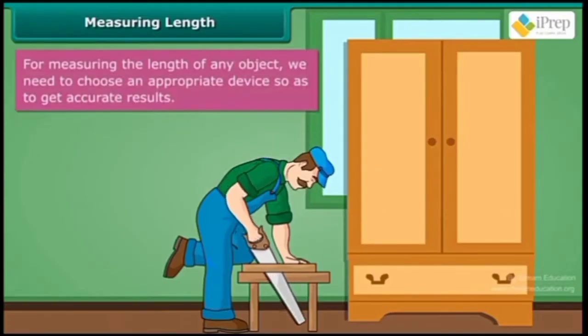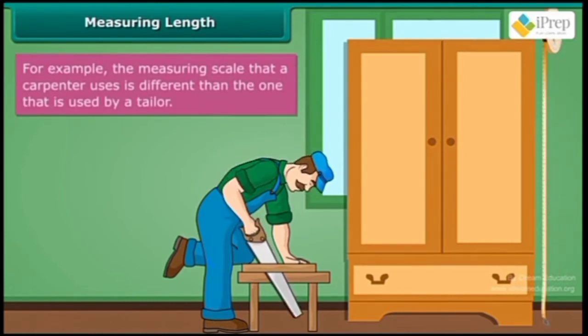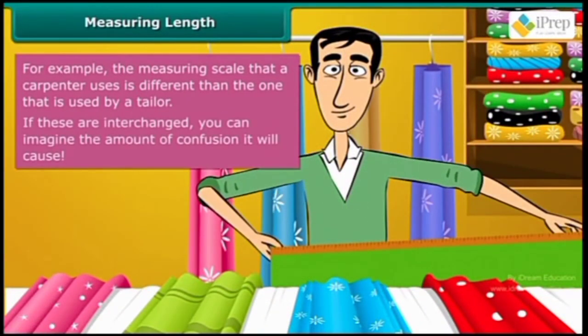Length. For measuring the length of any object, we need to choose an appropriate device so as to get accurate results. For example, the measuring scale that a carpenter uses is different from the one that is used by a tailor. If these are interchanged, you can imagine the amount of confusion it will cause.